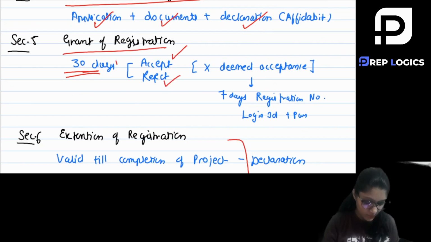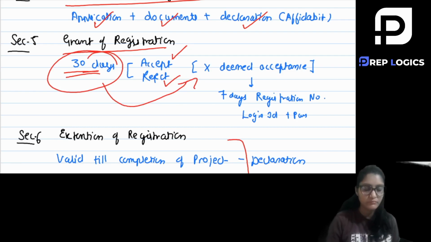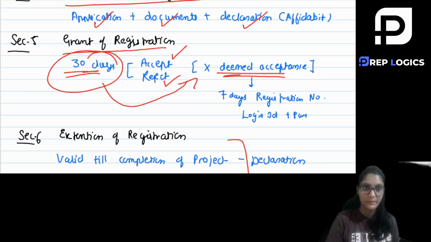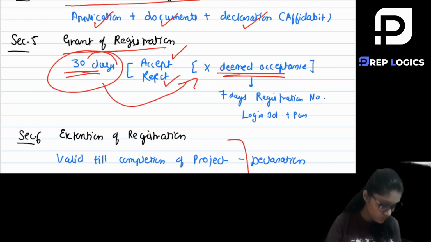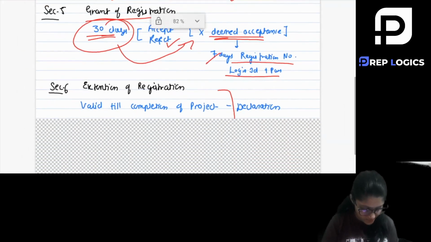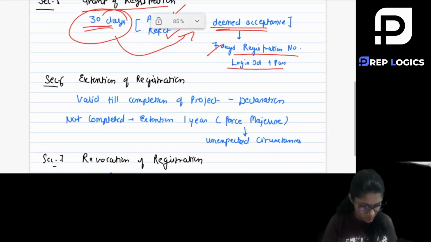If suppose nothing, no reply has come from the authority, you have submitted your application and you have waited for 30 days, but within 30 days you are not able to get any acceptance or rejection from the authority, then it will be considered as deemed acceptance. And after 30 days, he needed to give you within 7 days the registration number and the login ID and password.